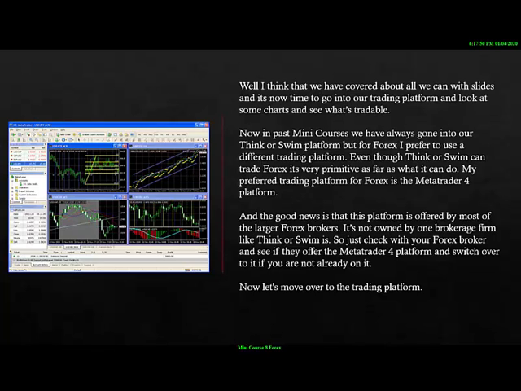And the good news is that this platform is offered by most of the larger Forex brokers. So it's not owned by one brokerage firm like Thinkorswim is, which is owned by TD Ameritrade. So just check with your Forex broker and see if they offer the MetaTrader 4 platform, and switch over to it if you're not already on it. So now let's move over to the trading platform.